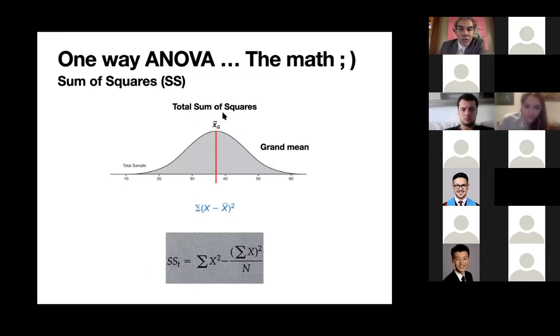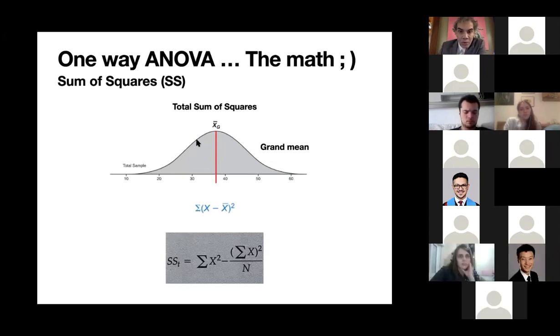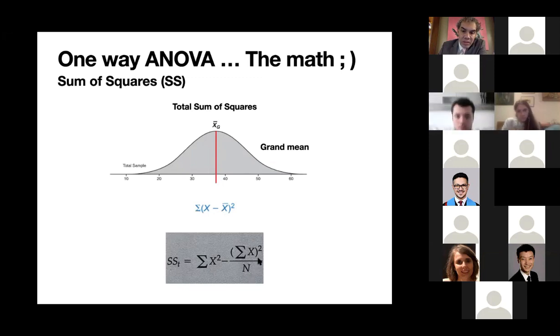This is for the total sum of squares. This is when we pool the 4 groups into one big group and we have the grand mean. We subtract all the scores from the 4 groups which are pooled according to the grand mean, and then we square it, and that's the total sum of squares. Here it is: the addition of x squared minus the mean squared.